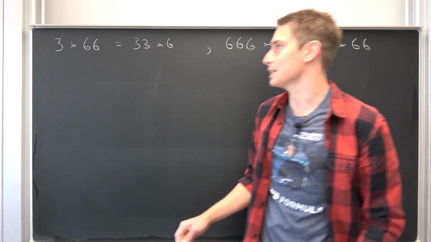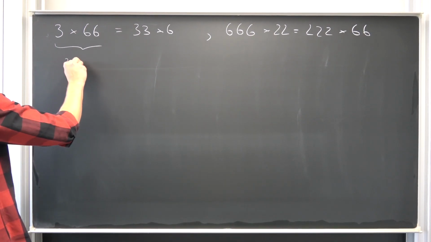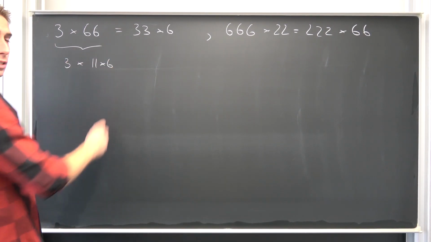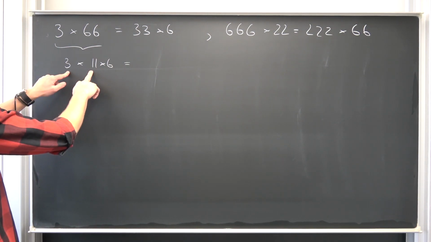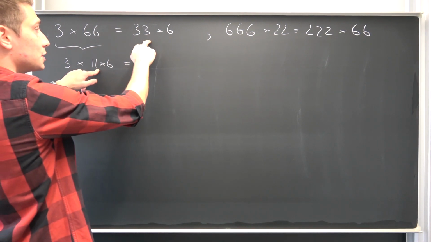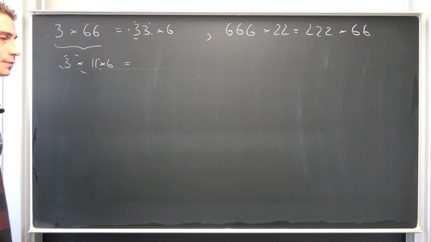At first, here's the idea. What you might notice is that this thing right here is exactly 3 times 11 times 6. Meaning, this is exactly equal to 3 times 11 times 6. Okay, we are grouping this, and then we are going to get this on the other side out.